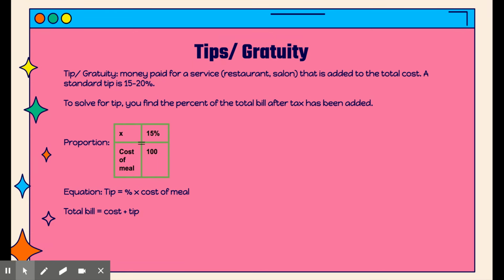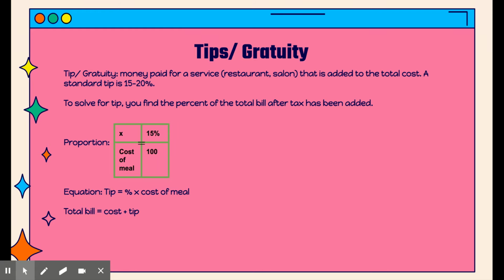So, we're going to start off with tips, gratuity. Tips and gratuity are essentially the same thing, right? We've probably all heard of this. You usually do this when you go out to eat, or say if you go to the hair salon or something like that. Usually when a service is done for you, you generally go ahead and tip them, right? So, a tip or gratuity is money paid for a service that is added to the total cost.